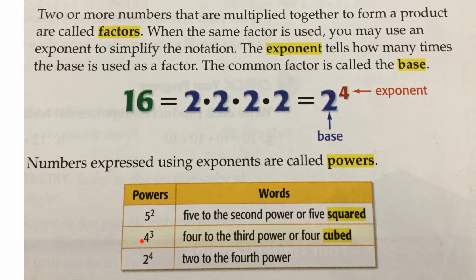Right here, this would be 4 to the third power. Anytime we raise something to the third power, we call that cubed. So to the second power is squared, to the third power is cubed. And then this last one, 2 to the 4th power, we don't have any shorthand for that. We just call that 2 to the 4th power. The only ones that do are the second power and the third power, called squared and cubed.